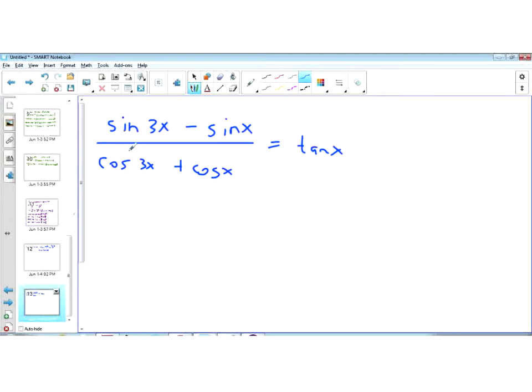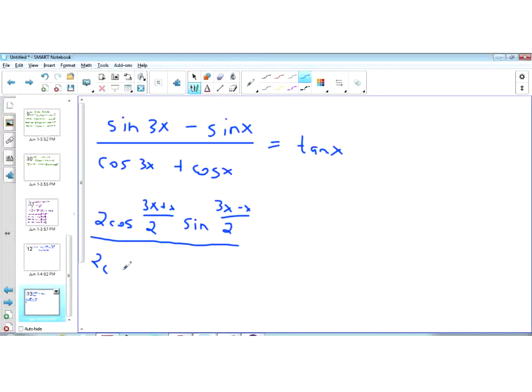Okay, so to do so, we can convert the sums and differences in the rational function into their product forms. So the numerator becomes 2 times the cosine of (3x plus x) over 2 times the sine of (3x minus x) over 2, and the denominator becomes what?